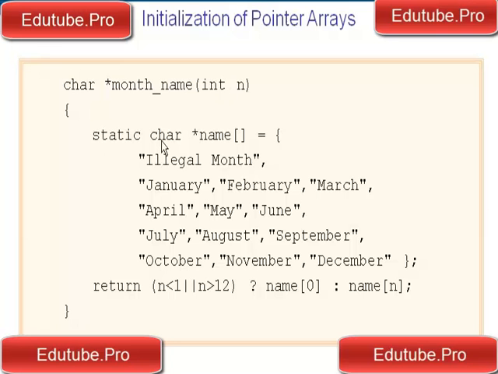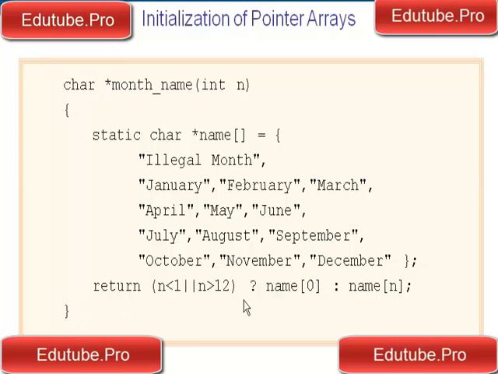So here's our static character. Our name array, single dimension, is then initialized by these values. This will be value 0, Illegal month, then value 1, 2, and 3, 4, 5, 6, and so on out to value 12 for December. Makes sense, huh?